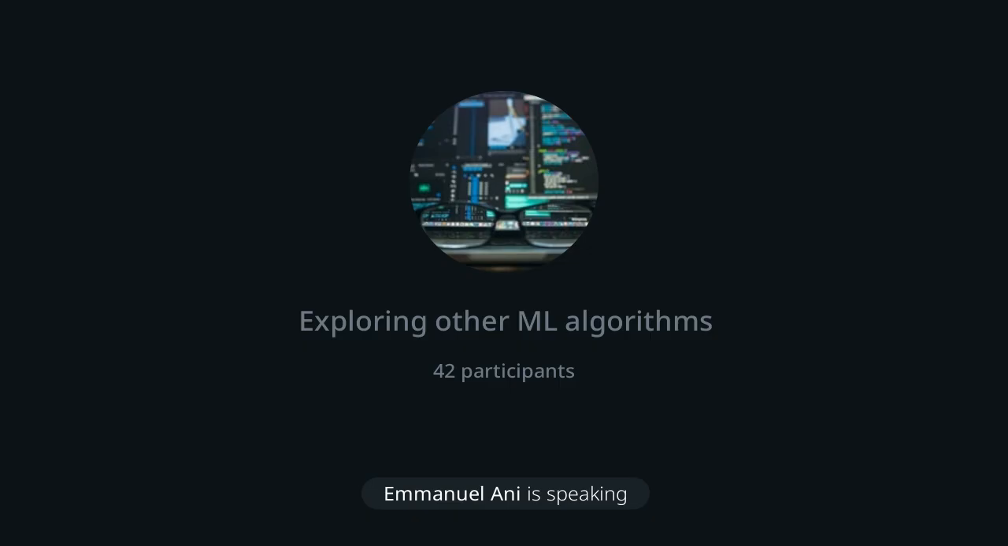Now we're going to look at three other ML algorithms. We're going to look at KNN, support vector machine, and decision trees. These ML algorithms are commonly known for classification tasks, but they can be adapted for regression tasks as well. As I said before, most of the ML tasks you're going to come across would most likely be classification tasks.